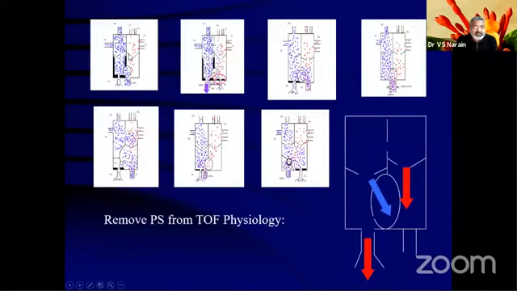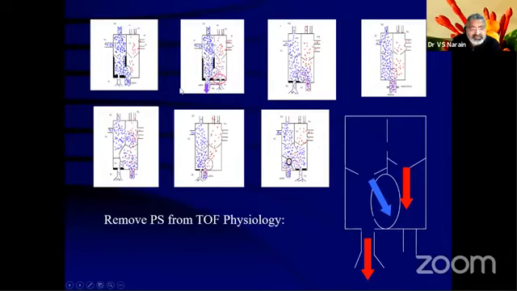Now, these are the situations where you have the anatomical, this we have already discussed. Tetralogy physiology, D transposition, L transposition, truncus arteriosus, tricuspid atresia, double outlet right ventricle, and this is corrected transposition. So we have, this is single ventricle.